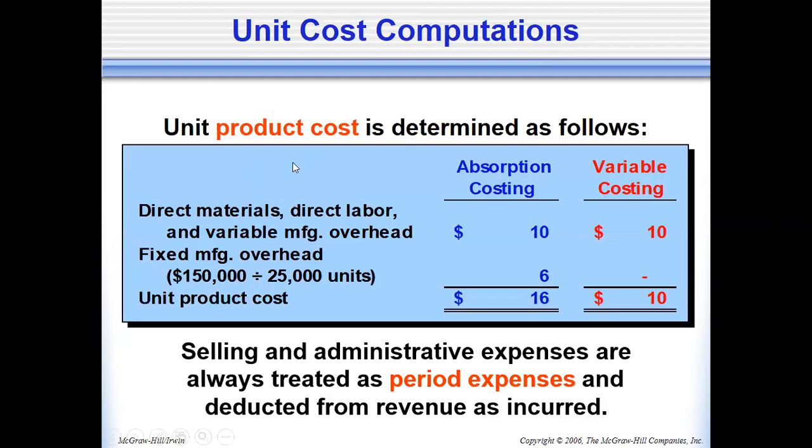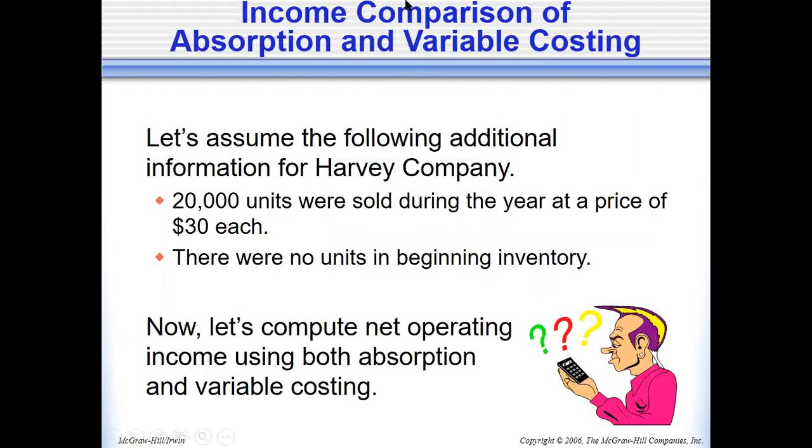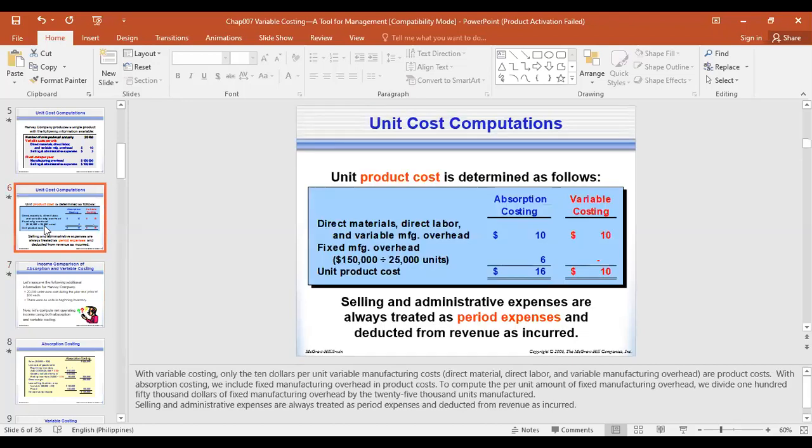Always take note that to compute the fixed manufacturing overhead, the production cost, our basis would be the production. Then selling and administrative expenses are always treated as period expenses and deducted from revenue as incurred. So they are expenses to get profit or loss.